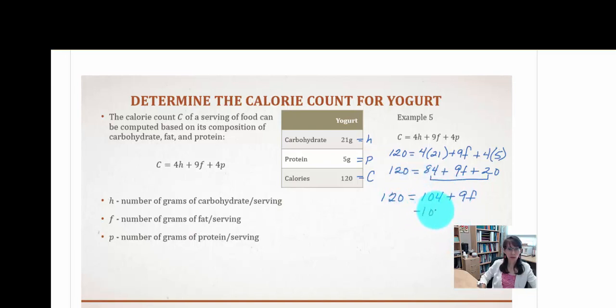So I'll subtract 104 from each side. 120 take away 104, and that's going to leave us 16 equals 9F. And finally, you probably realize you're going to have to divide by 9 here. So if we take this answer of 16/9, we want to take 16 and divide it by 9, and that will give us our grams of fat. So 1.8 grams is how much fat is in this serving of yogurt.